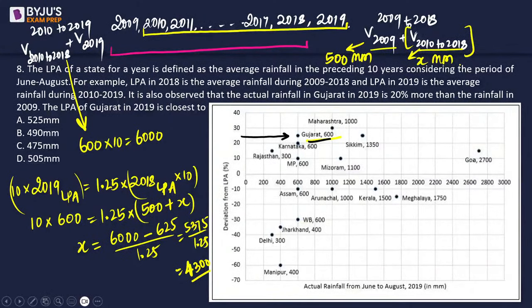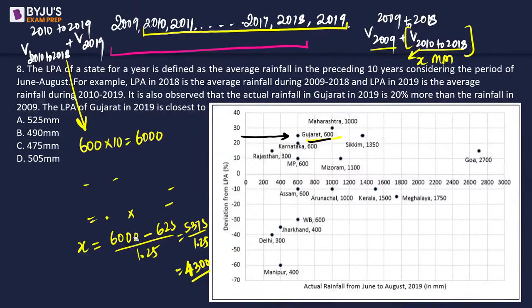(2019) is 20% more than the rainfall in 2009. Acha, sorry, I should not have taken this. I should have rather taken this. Formula थोड़ी और जगह चाहिए. Sorry about this calculation part.